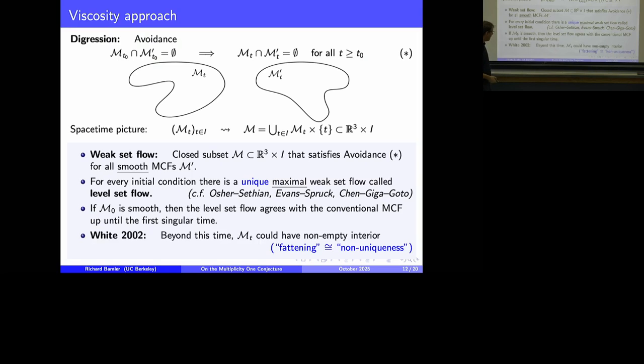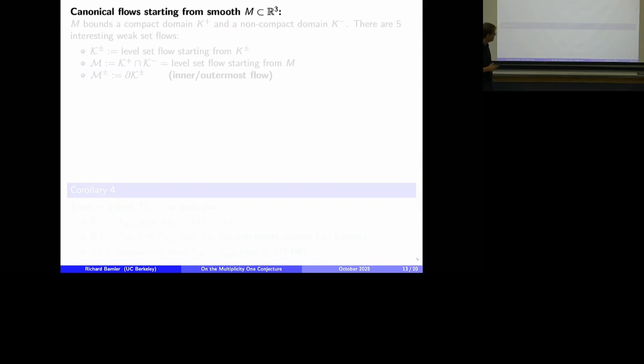But now it was shown by White that past the singularity, this level set flow could behave in really weird ways. So it could exhibit this phenomenon called fattening, where the thing that we actually wanted to be a surface, or look more closely like a surface, may have non-empty interior. So it starts out being two-dimensional and then it becomes three-dimensional. And on the next slide, I want to draw some pictures, show you how we should imagine this phenomenon, and I want to relate it to the phenomenon of non-uniqueness.